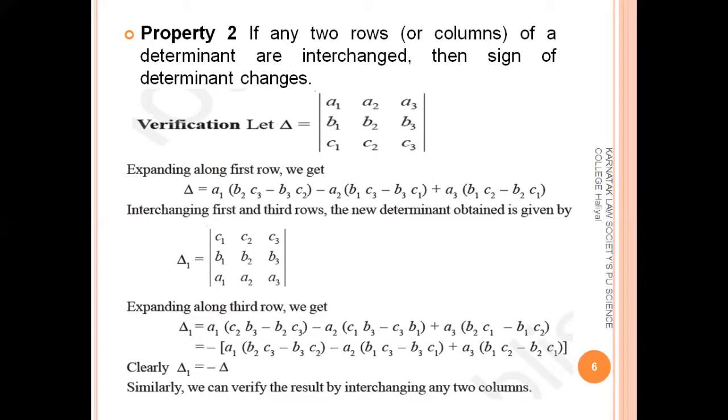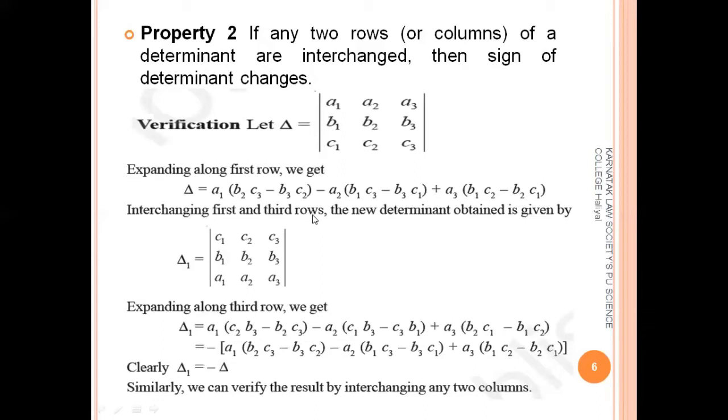The verification of the second property is, see here, again you take this similar general form, that is delta equals A1, A2, A3, B1, B2, B3, C1, C2, C3. Again you need to expand along the first row. Here they interchange the first and third rows, or you can change columns also.